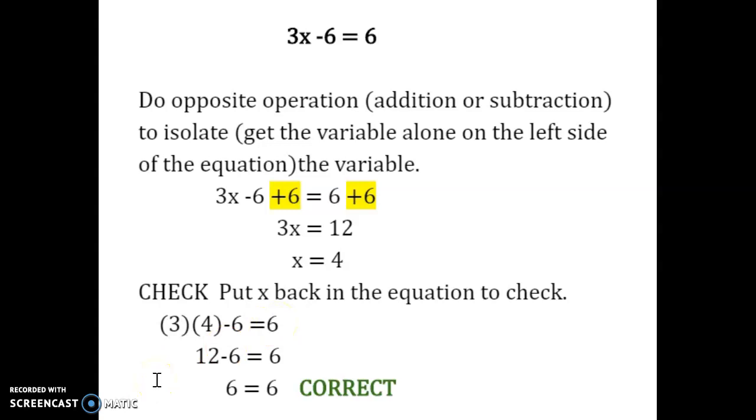Now let's begin solving our problem working from left to right. 3 times 4 equals 12, and then we carry the rest of it over. Minus 6 equals 6. We notice that as we do the arithmetic, 12 minus 6 is 6, and that is correct.